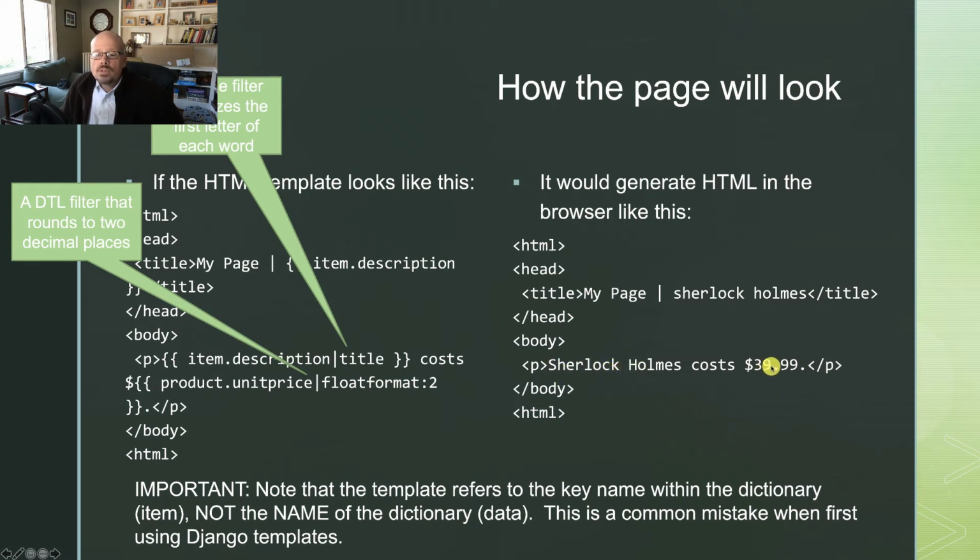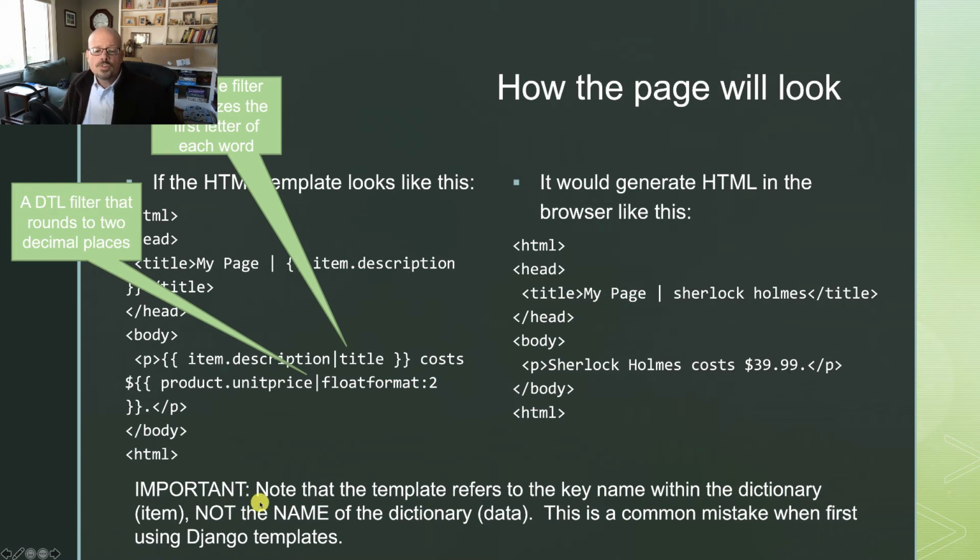It will round the price. It probably was already rounded to two decimal places, but just in case, we'll round that to two decimal places. And you'll notice that this is dynamic. If we went out to the view and changed the ID to a different number, this, of course, would change completely.